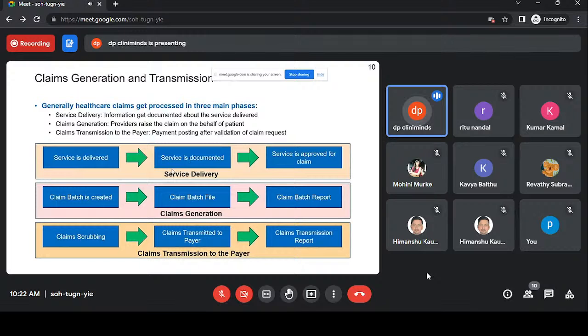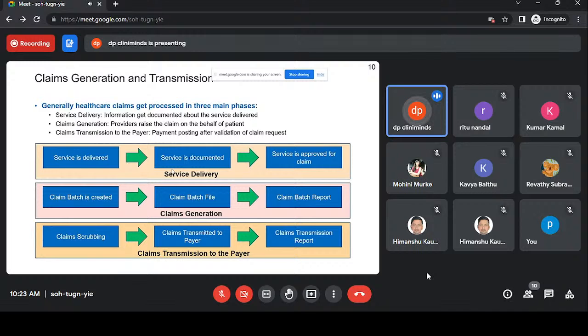So this is general claims generation and transmission. Generally, healthcare claims get processed in three main phases. First is the service delivery. Information gets documented about the services delivered, in the claims form. You document everything about the test, the treatment, what doctor you met, what tests were done, what the reports were, what the first line of therapy was, what the standard of care was, and everything. And then second is the claims generation.